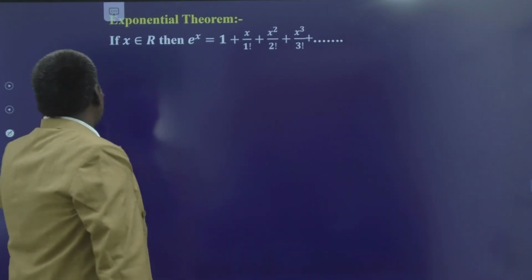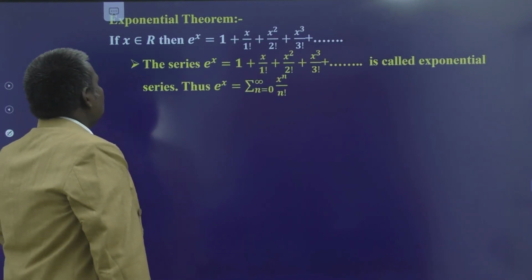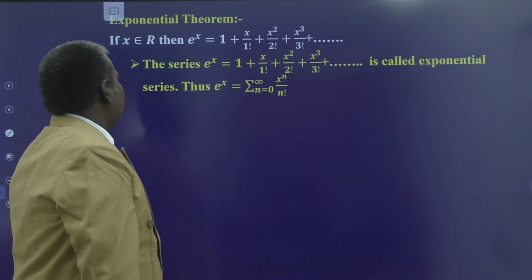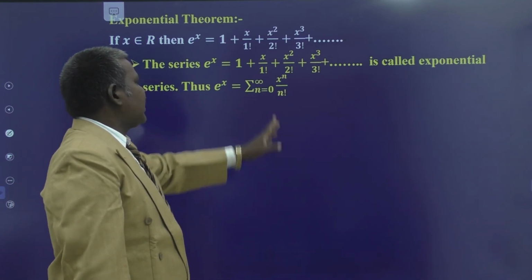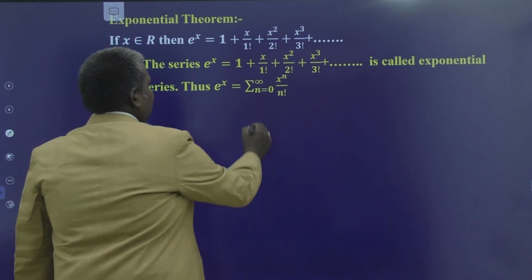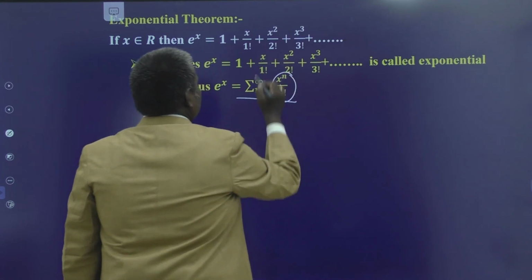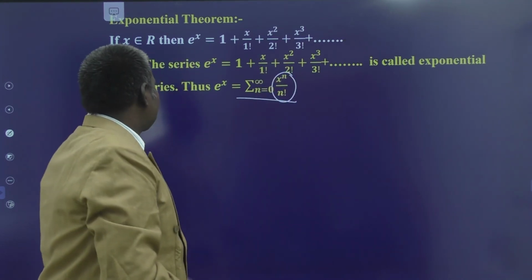These are obtained by the Maclaurin series. And the series e power x is called exponential series, and thus e power x is equal to sigma n equal to 0 to infinity x power n by n factorial. This is the nth term, x power n by n factorial.